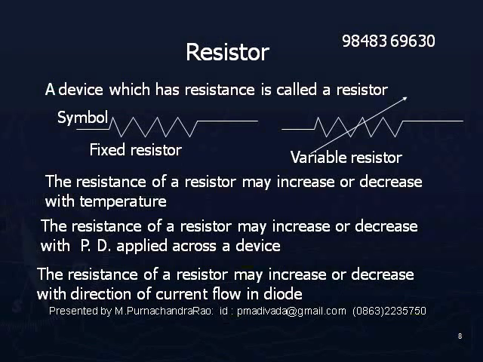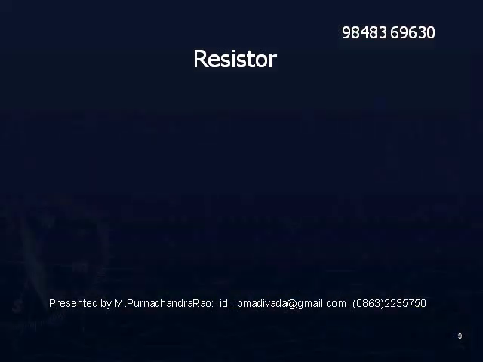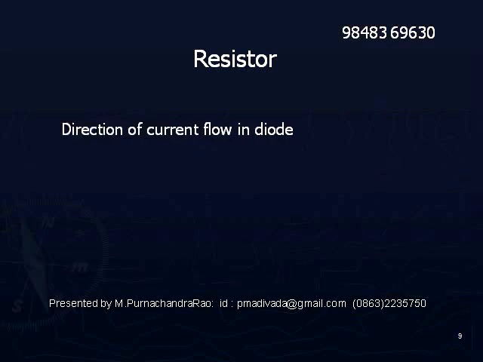When we consider a diode, in a diode current flow takes place. The resistance of a semiconductor diode depends on the direction of current flow. In one direction it will have less resistance, in the opposite direction it will have high resistance.